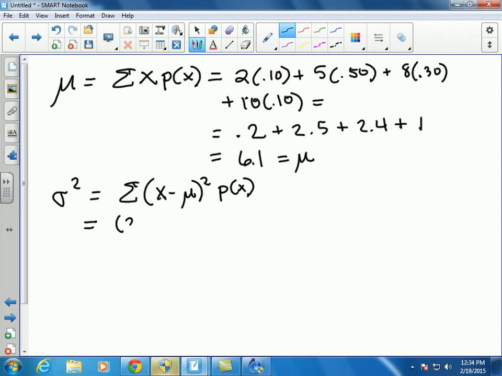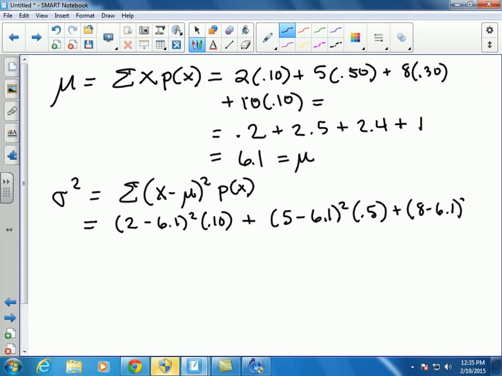So I have 2 minus 6.1 squared times the density of 0.10, plus the next one, which is 5 minus 6.1 squared times its density. This is making much more sense in my brain as I work forward now. And this is 8 minus 6.1 squared times its density, and then we'll add to it the last point, which is 10 minus 6.1 squared times its density.